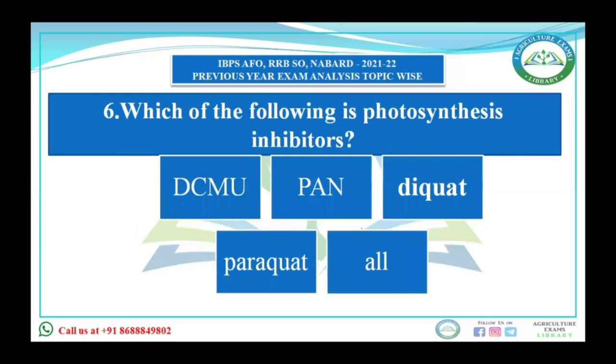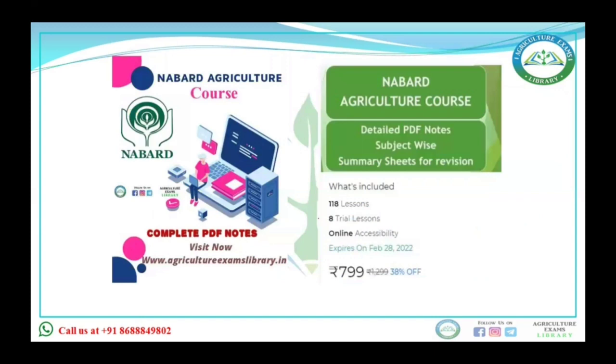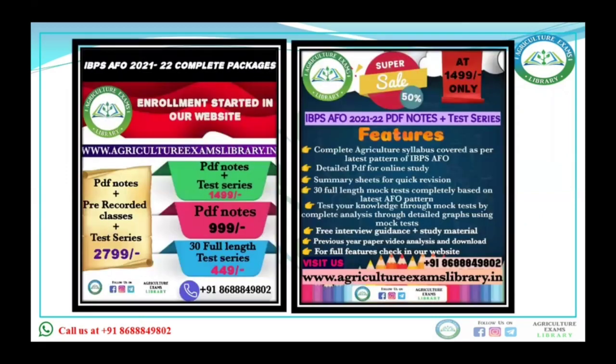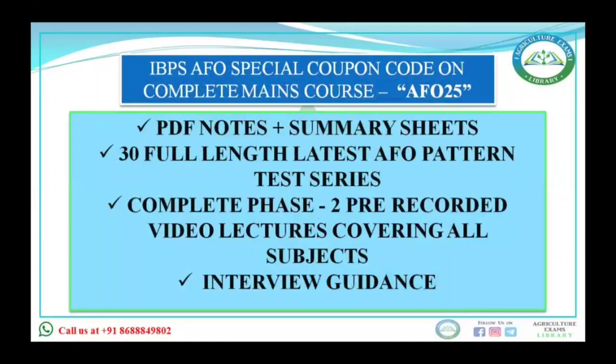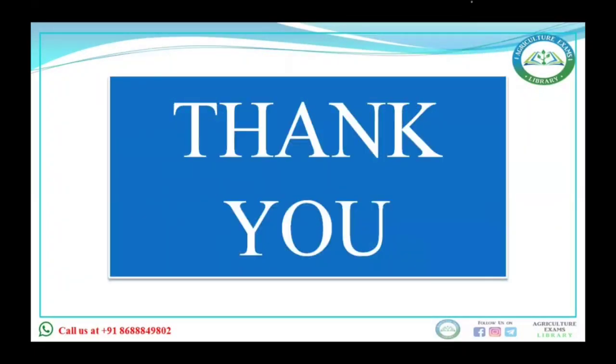Now, which of the following are photosynthetic inhibitors? Of course, DCMU, DBMIB, diquat, and paraquat are all photosynthetic inhibitors. How do they inhibit photosynthesis? A few of them block PS2 of the light reaction, and this way they inhibit photosynthesis. Okay, guys, thank you. See you in the next lecture.